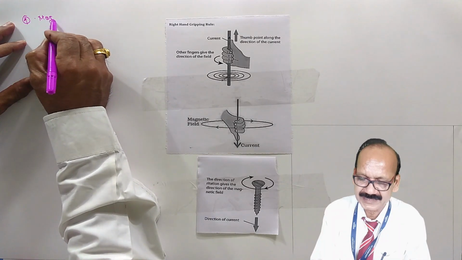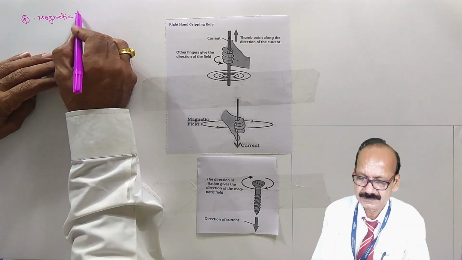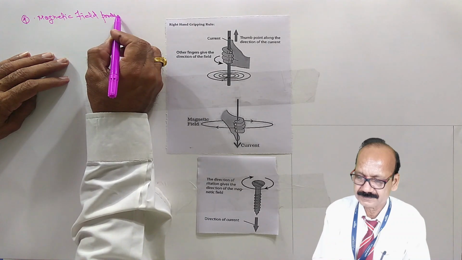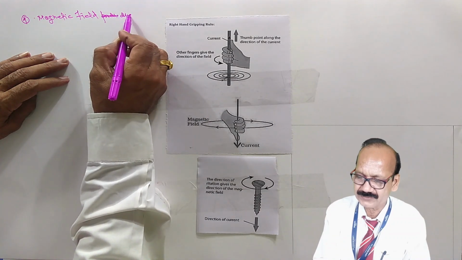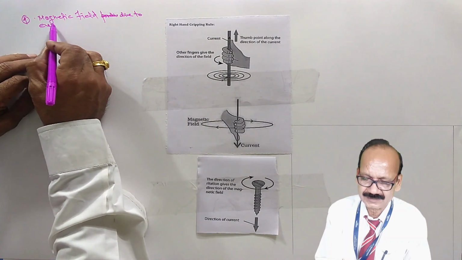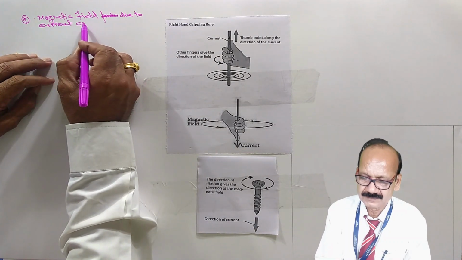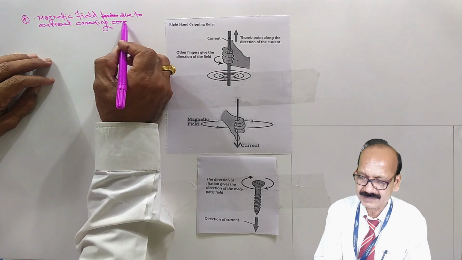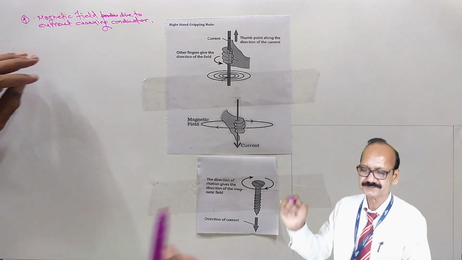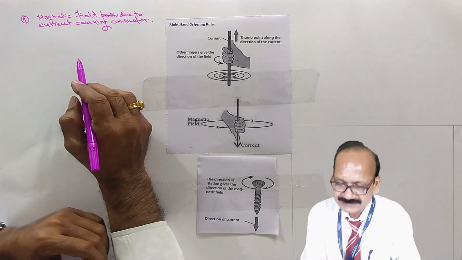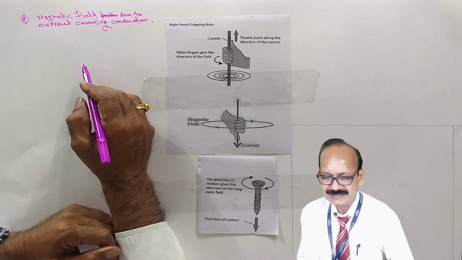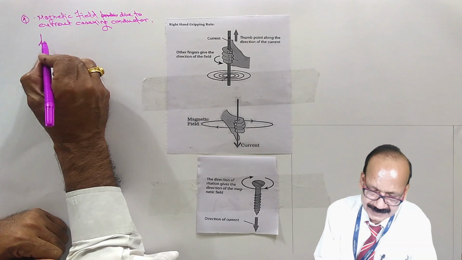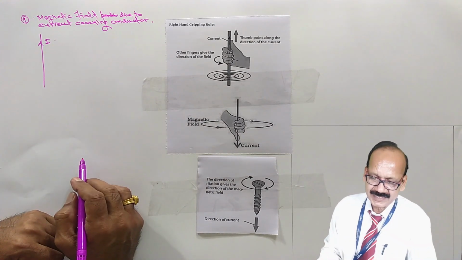Now let us see the magnetic field produced by, or magnetic field due to, a current carrying conductor. Magnetic field due to current carrying conductor. Now let us assume that the conductor carries the upward current. Say this is the conductor and it carries the current in upward direction.